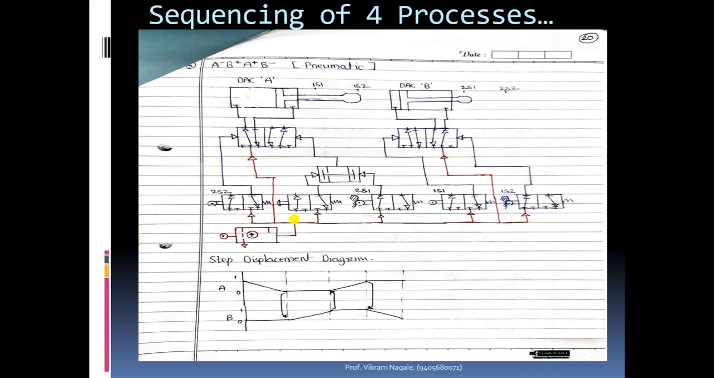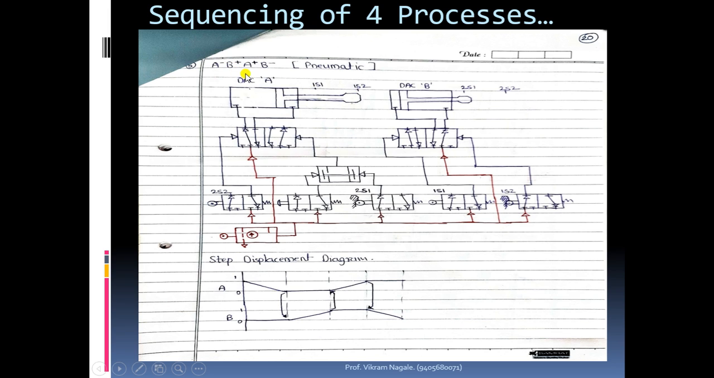Good morning, all. Here today we will discuss sequencing of the processes. We'll consider a few more examples. Now here, if you see the sequence over here, that is A minus B plus A plus B minus. That means the first process is retraction of this first cylinder. That is, we want the travel of this rod end from 1s2 to 1s1.